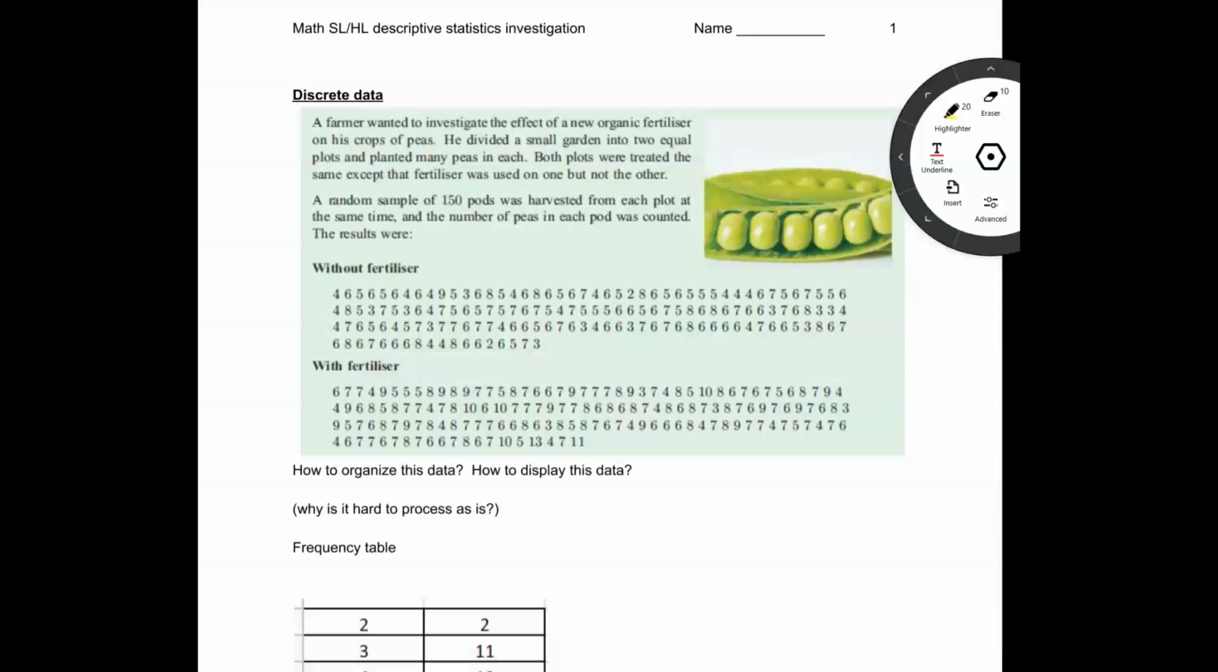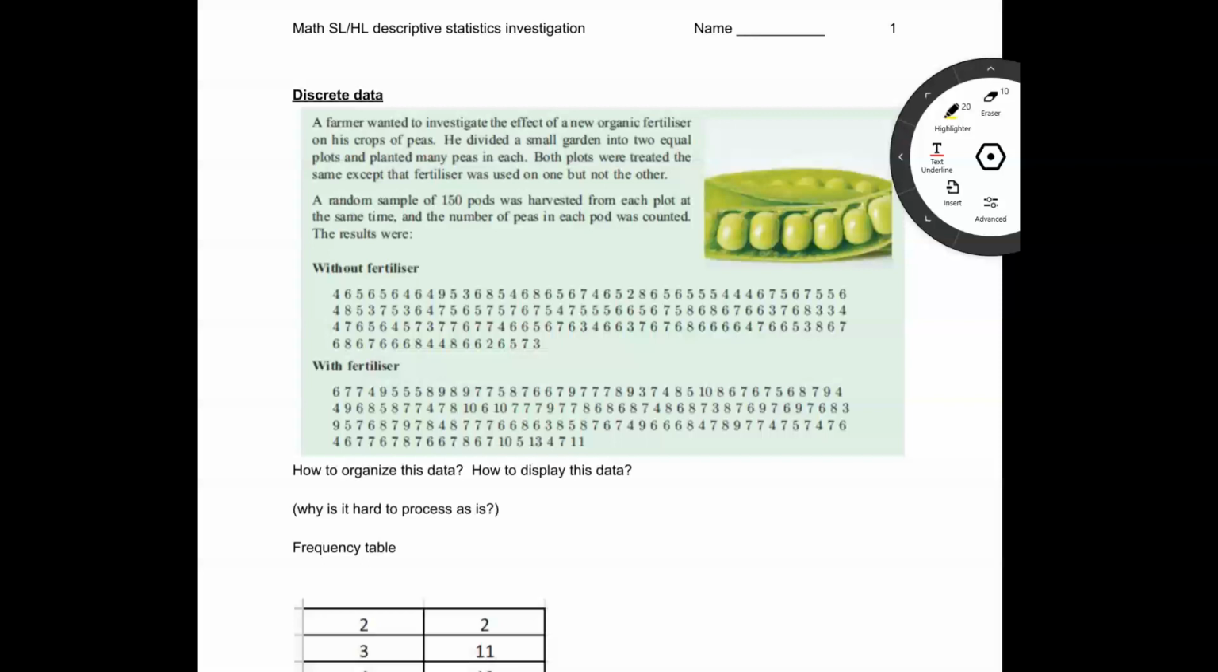This is the investigation for descriptive statistics. This is not much of an investigation. It's more of a lecture. And since we are out of school right now, I'm not going to be able to interact with you very much. But I think this will be more efficient than doing this over Zoom.